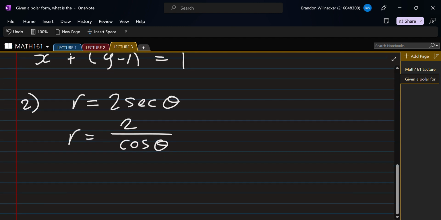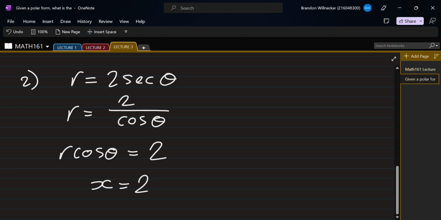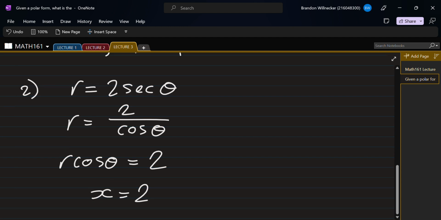Now we can multiply both sides by cos. We get r cos theta is equal to 2. Okay, but then r cos theta, that's just x. So we get the equation x is equal to 2. So a little sketch of what's going on here.